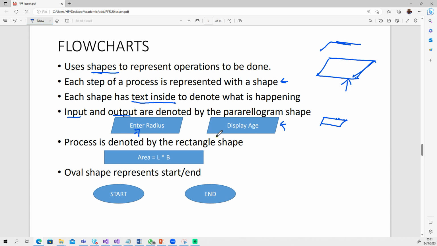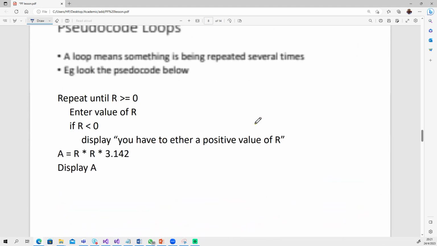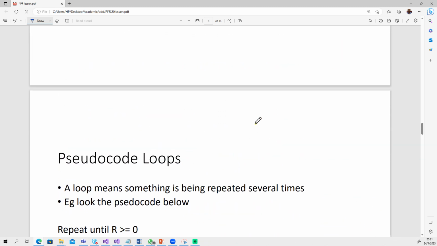But for now, we've covered the fact that input and output are shown in a flowchart by means of a parallelogram shape like this. So it's like a rectangle with slanting edges. This is what represents input or output. Okay. Now, what else did we learn from our previous lesson on pseudocode?